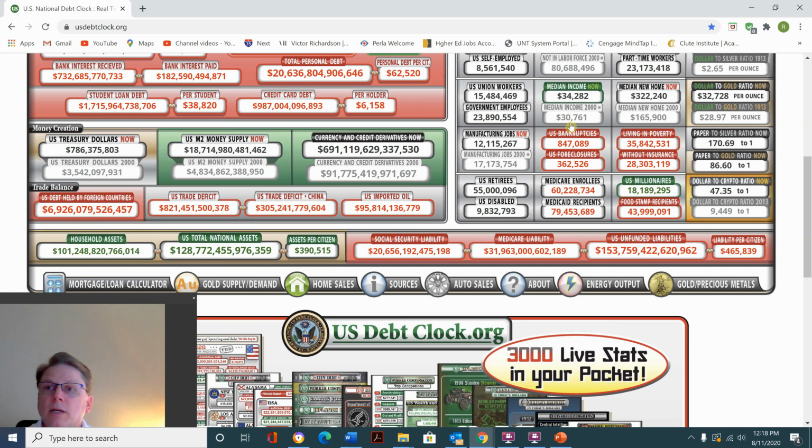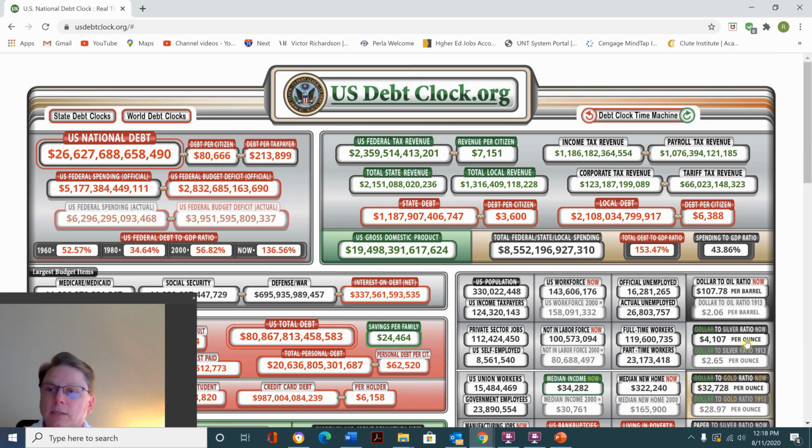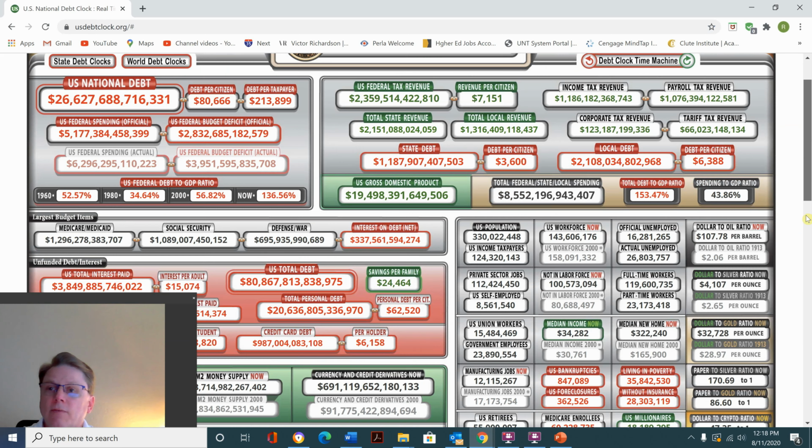Here's what it was in 2000. So we've only increased $4,000 in 20 years, the median income. But look at the median price of the new home. The new home today is $322,000. Again, that's median, so half the houses cost less than that, and the other half cost more than that.